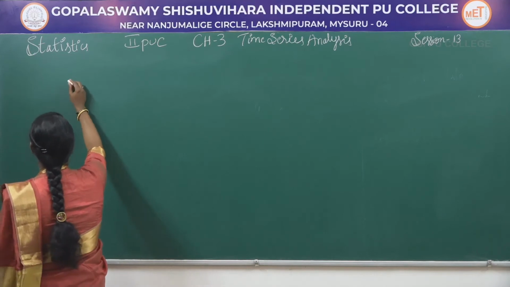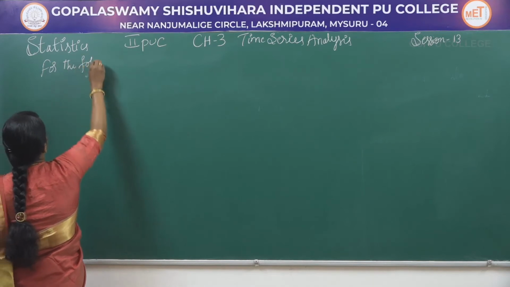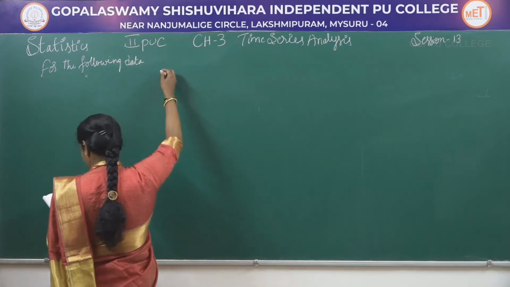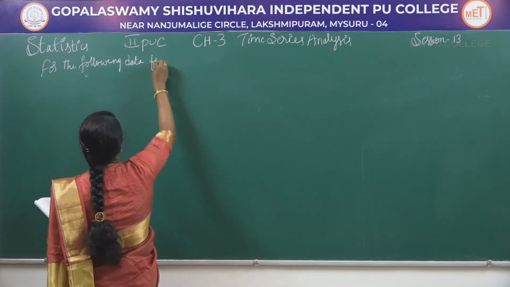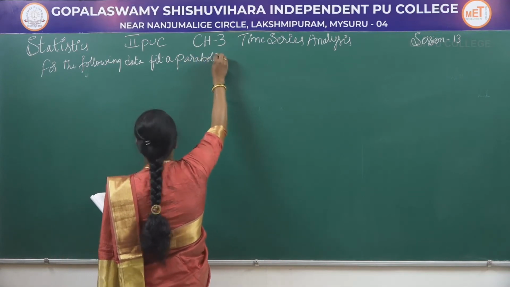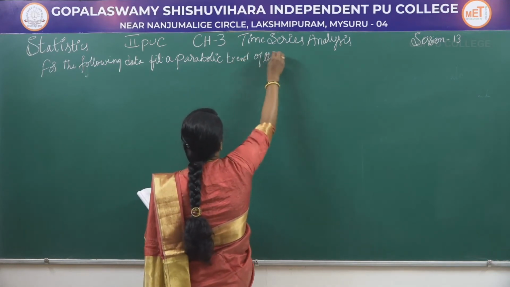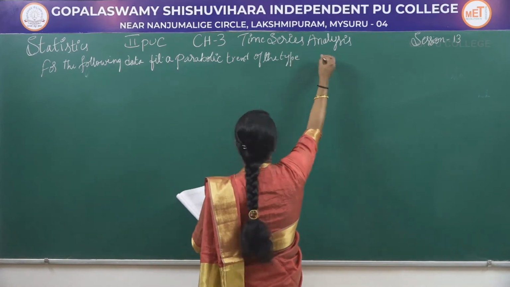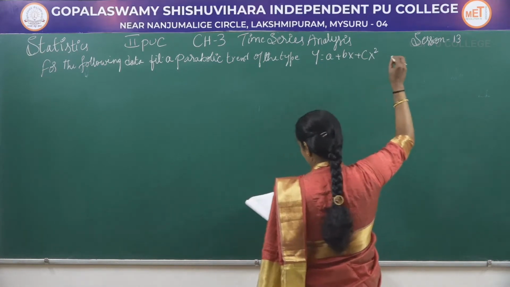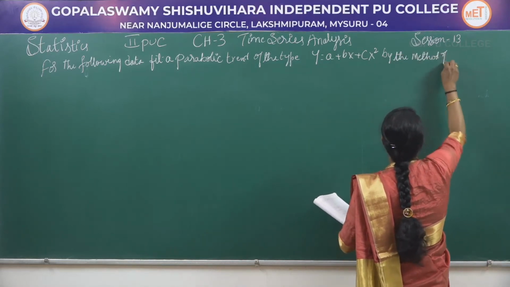For the following data, fit a parabolic trend of the type y equals a plus bx plus cx square by the method of least square.